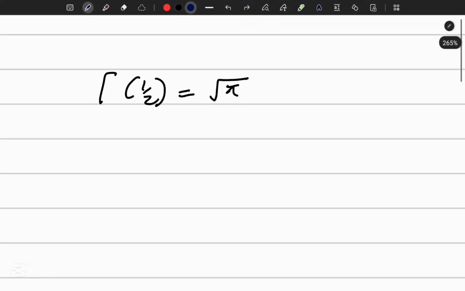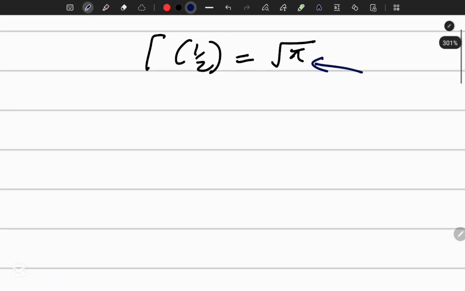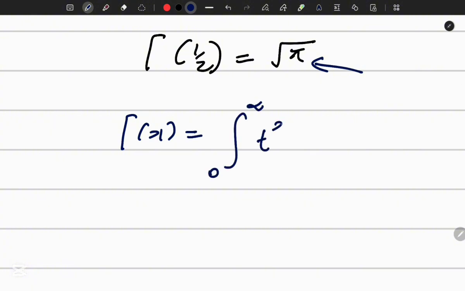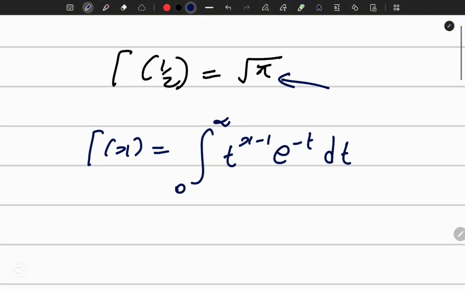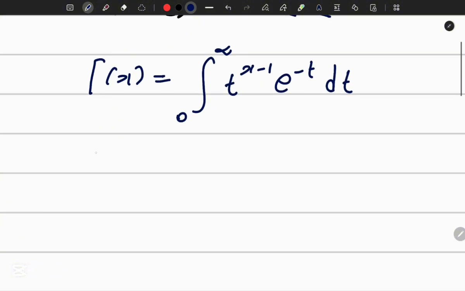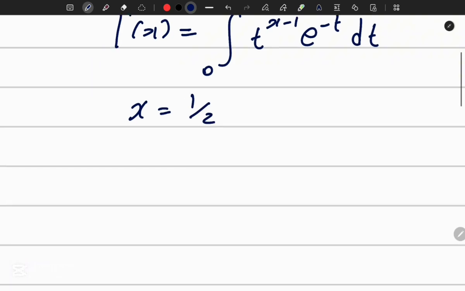In this video I'm going to prove this equation. Let's write what is gamma x. Gamma x equals the integral from 0 to infinity of t to the x minus 1 e to the minus t dt. This is the gamma function, so I need to find gamma of 1 over 2. So x equals 1 over 2.